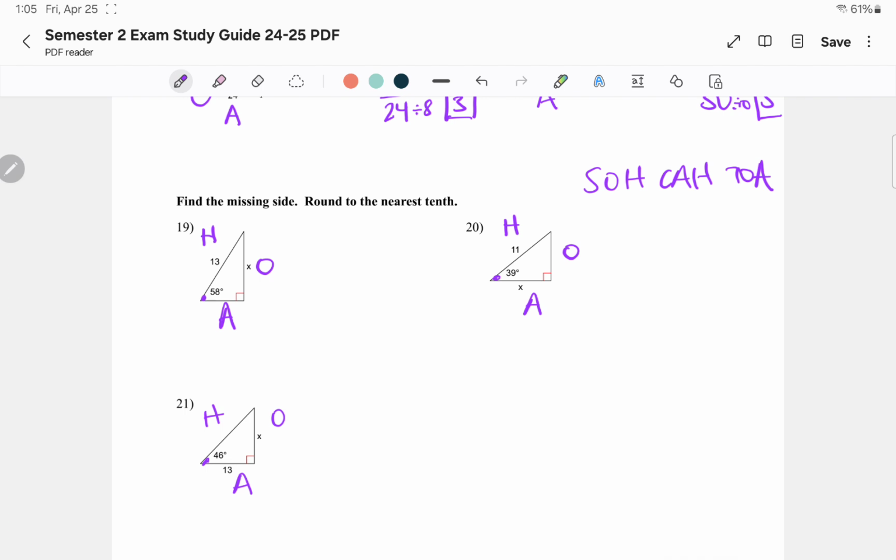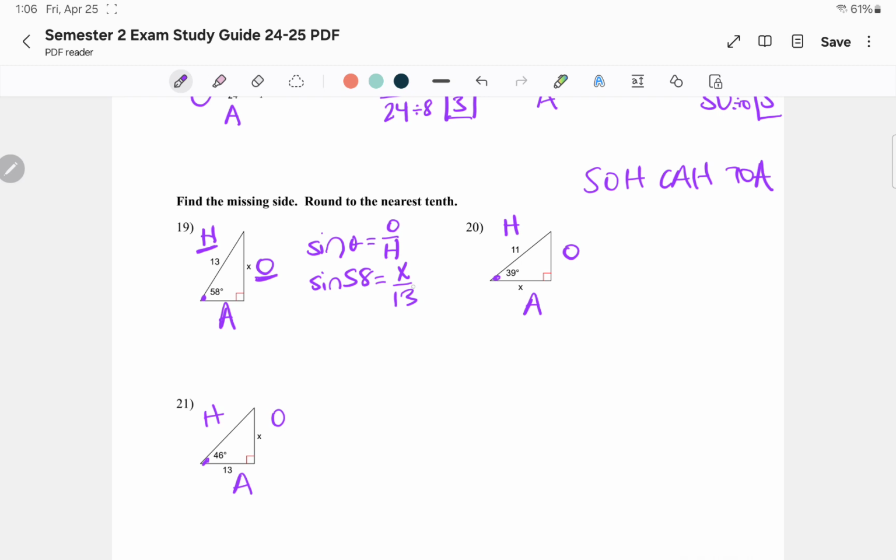All right, so after you've labeled, step 2 is to decide which ratio you're going to use. Underline the letter that has information. For number 19, the hypotenuse has information and the opposite has information, H and O. Then look over here: which ratio has H and O in it? That would be sine. So write sine theta is equal to O over H. Then we plug in, theta is the angle, so sine of 58 is equal to x over 13.